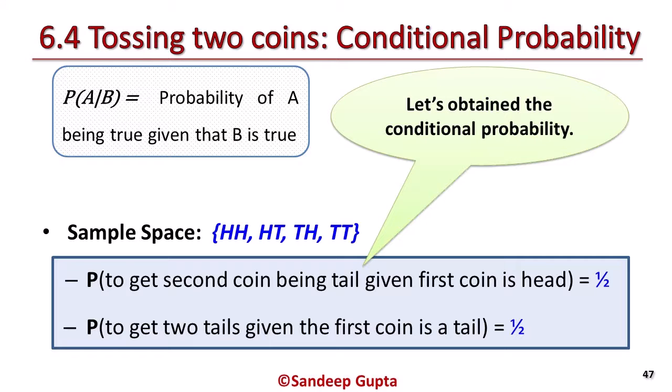Now, let's see how to calculate the conditional probability. Conditional probability for probability of A being true given that B is true can be represented as P of A bar B as shown in the slide. The probability to get second coin being tail given the first coin as head is 1 by 2. Similarly, the probability to get two tails given the first coin as tails is 1 by 2. In a small sample space, it is easy to calculate conditional probability directly, but in complex problems, Bayes' rule comes handy.